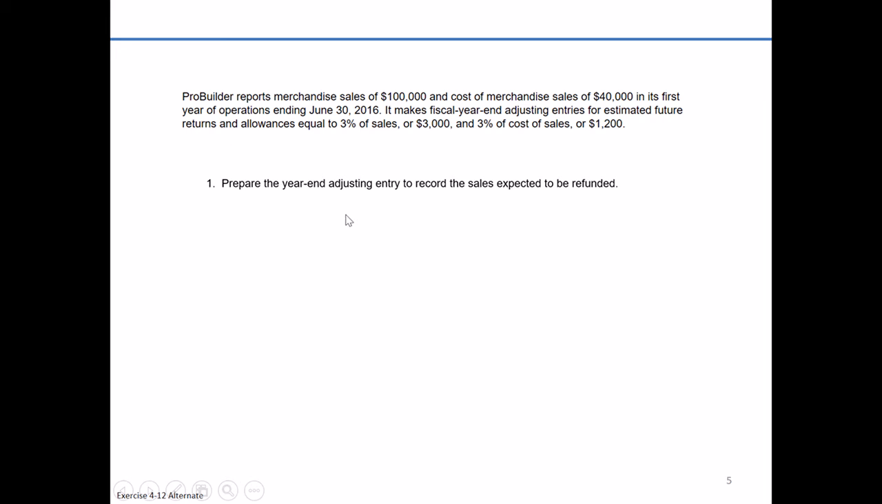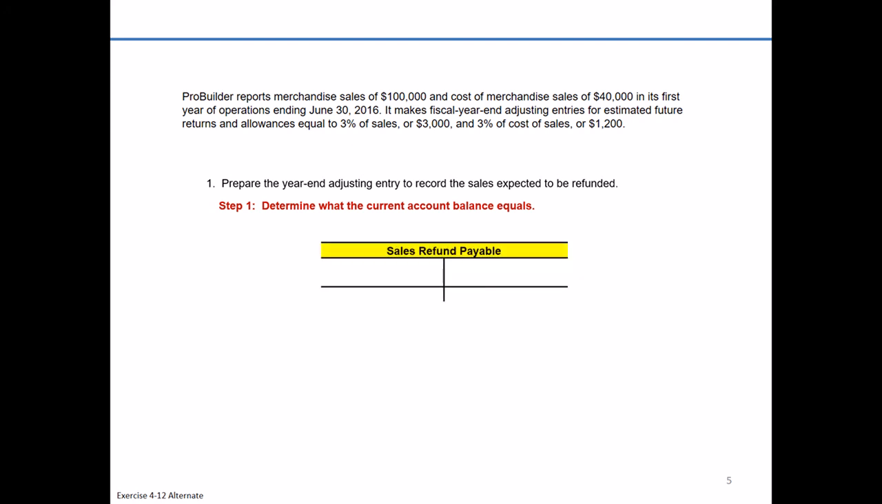The first one is going to be an adjusting entry to record the sales expected to be refunded. Keep in mind, ProBuilder, according to the scenario, had total sales this year ended June 30th, 2016 of $100,000, but it estimates that 3% of those sales, or $3,000, is expected to be refunded to customers. So that's something they expect to happen in the future. Where we need to start with is, what do we currently show on our books right now as the expected amount to be refunded? Where we would find that is in the liability account, sales refund payable.